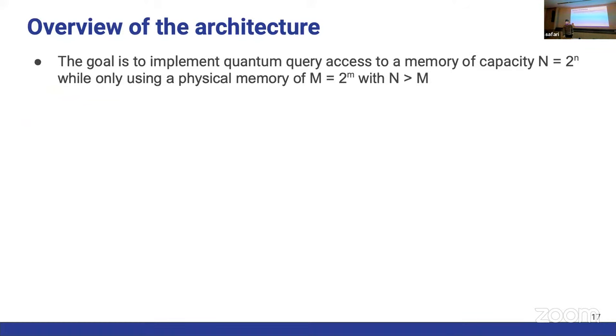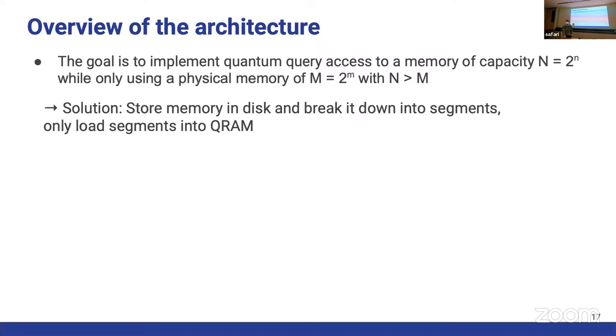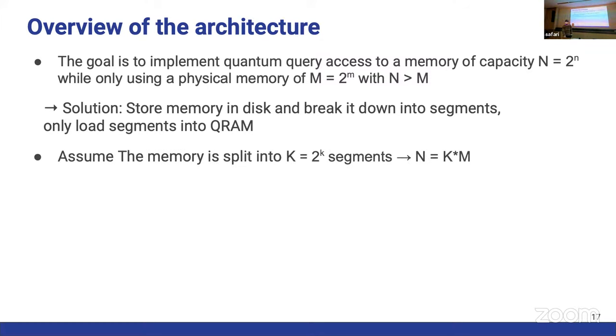Okay, overview of the architecture. The goal is to implement quantum query access to a memory of capacity of size n, which is referring to the virtual memory size, while only using a physical memory of size m, where the virtual memory size is always bigger than the physical memory size. We do this by storing memory in the disk and breaking it down into segments. And we only load one segment at a time into the QRAM.